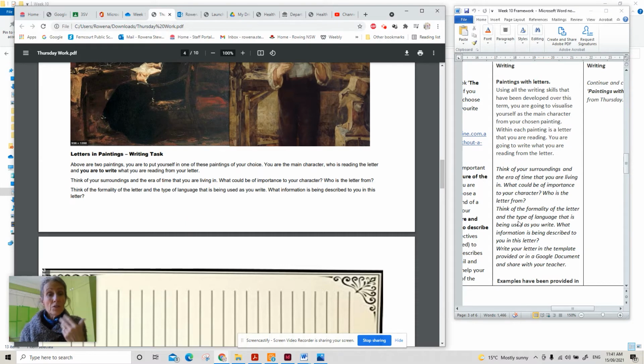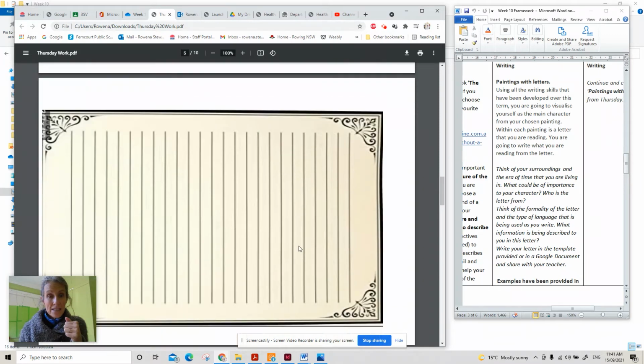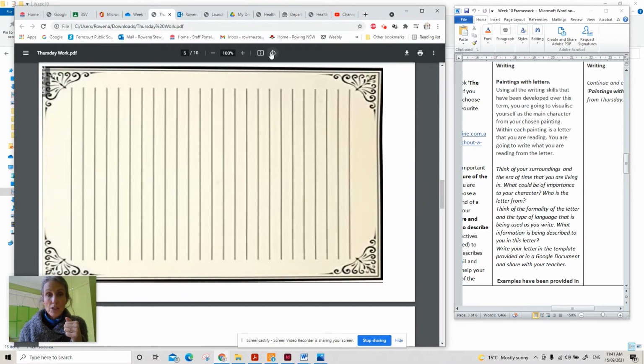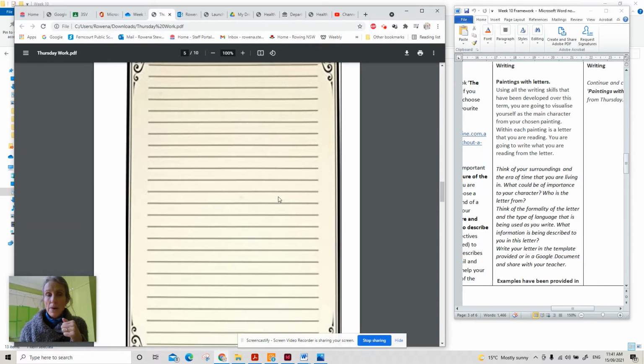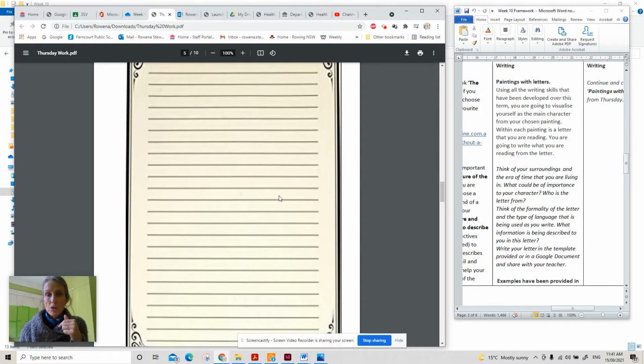So what sort of things are you going to be talking about? And this is the template. So write your letter on this. Remember, you have to use your best handwriting because it is a form of correspondence. You are talking to somebody, and Mrs. Phyllis and myself have to be able to read this. So we want your beautiful handwriting.